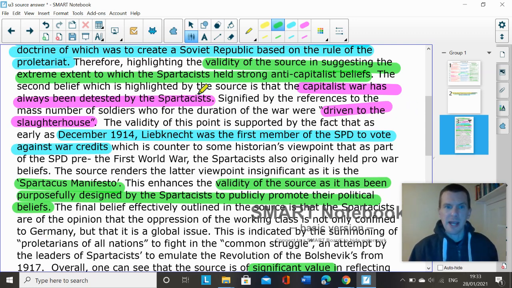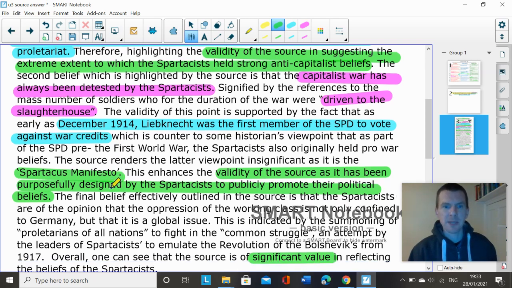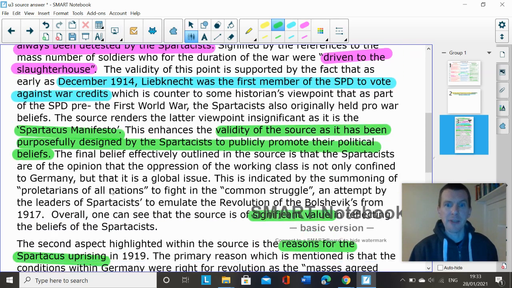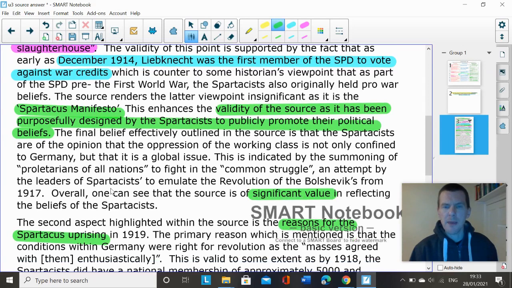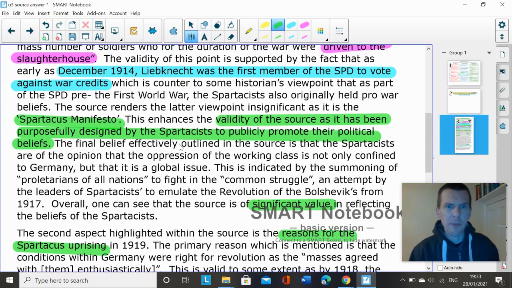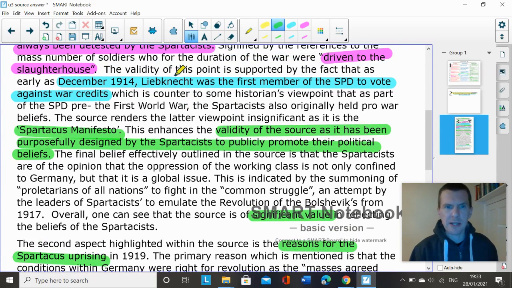So they're saying here that the fact that they were against the war, we know that they were against the war, and this is what they're publishing as their beliefs to say publicly that they are against the war. And you could evaluate here a little bit. I think Liebknecht, in the summer of 1914, did vote for war credits, but within 6 months he was voting against it.